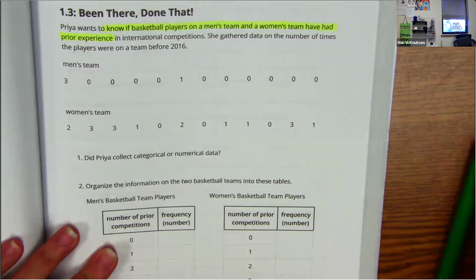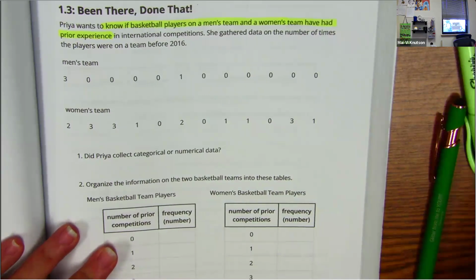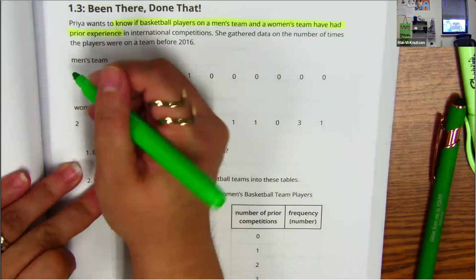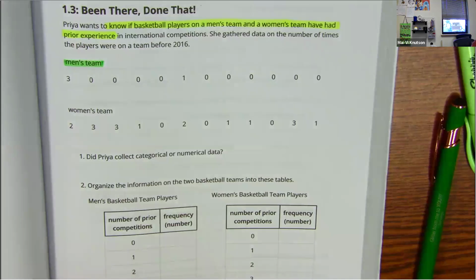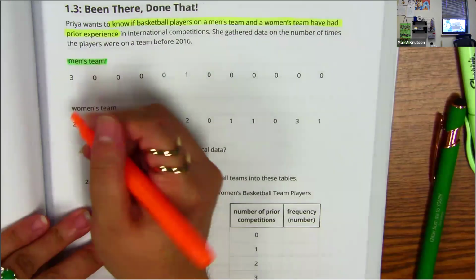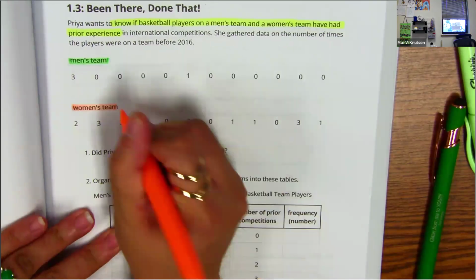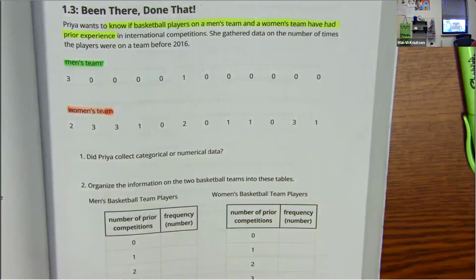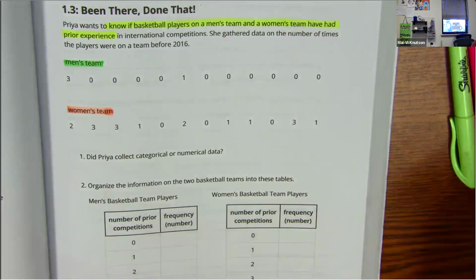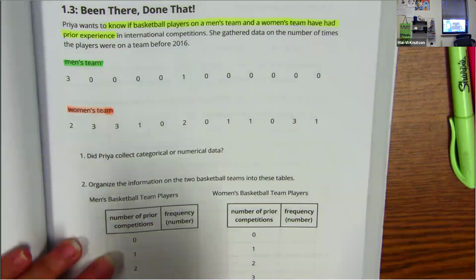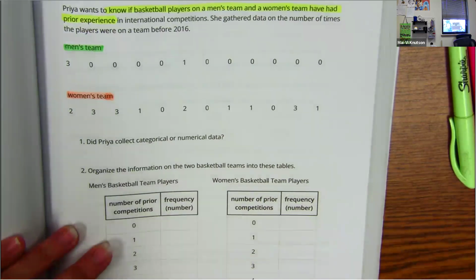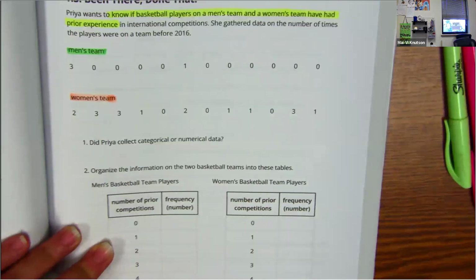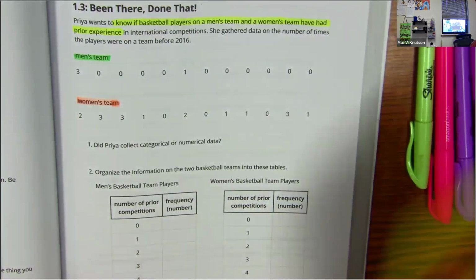We have the men's team. And then we have the women's team. So she surveyed people and this is what they said. This is data on the number of times each player was on another team before 2016. Okay. So did Priya collect categorical or numerical data?